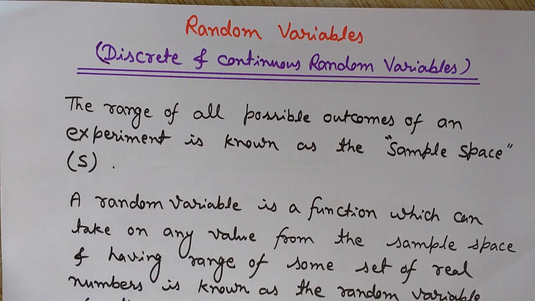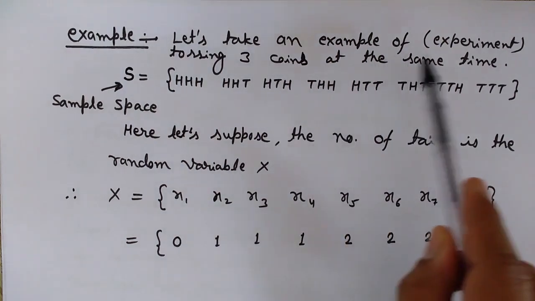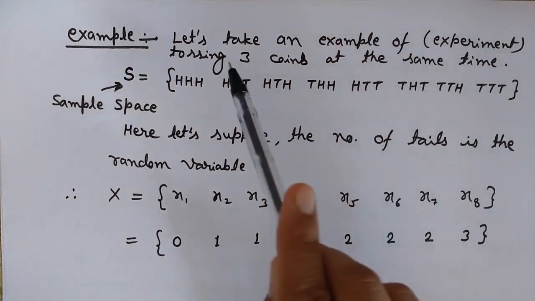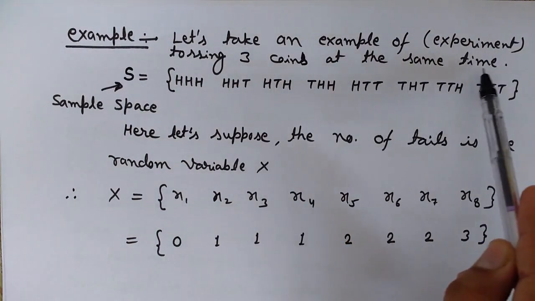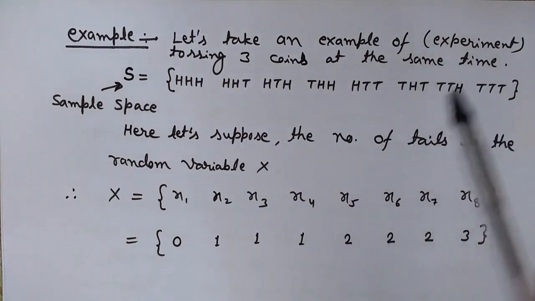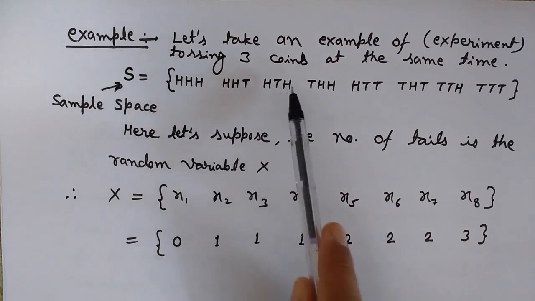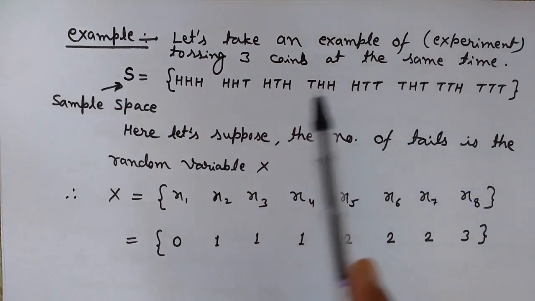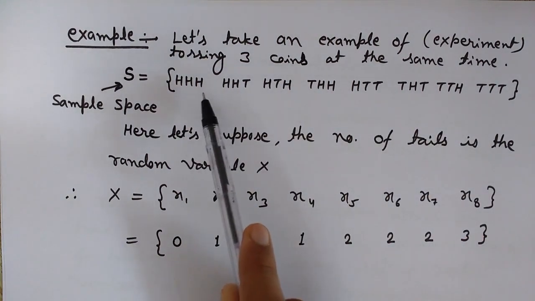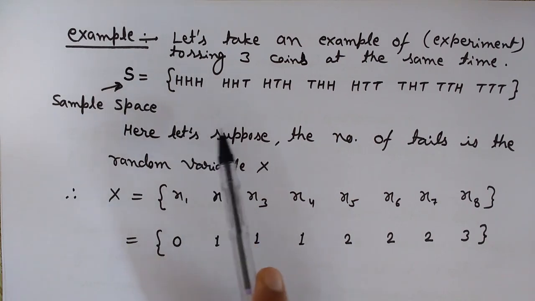Let's make it more clear with the help of our example. What is sample space and what is random variable? Let's take our experiment of tossing 3 coins at the same time. We are simultaneously tossing 3 coins. As already discussed, these are the 8 possibilities, because the first coin may have either head or tail, two possibilities.